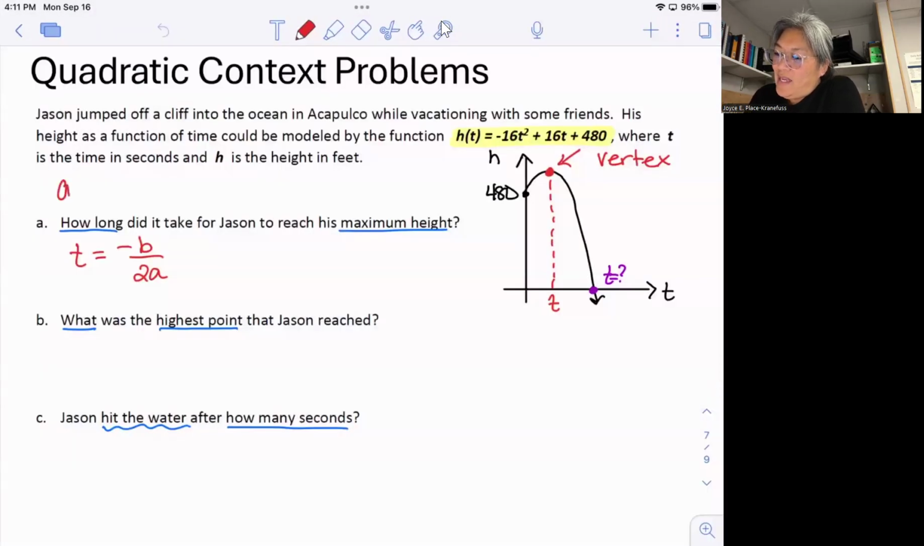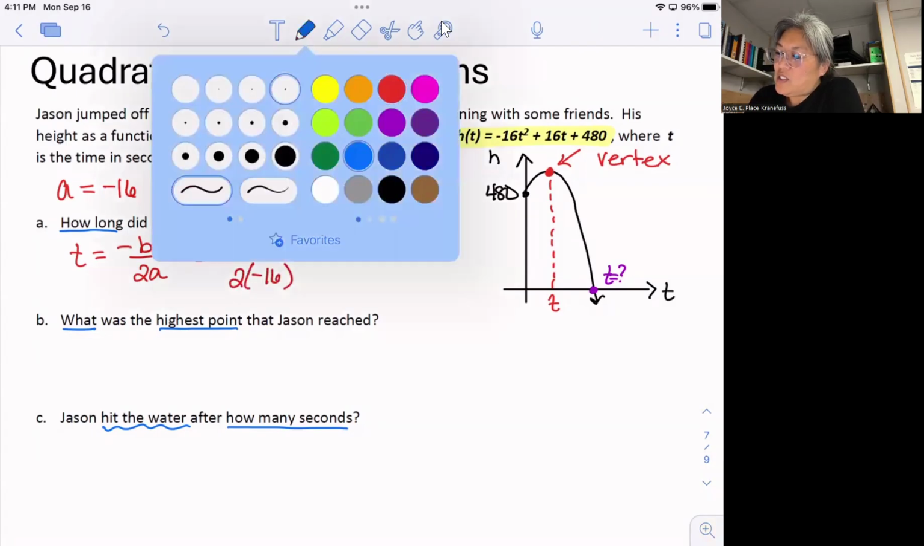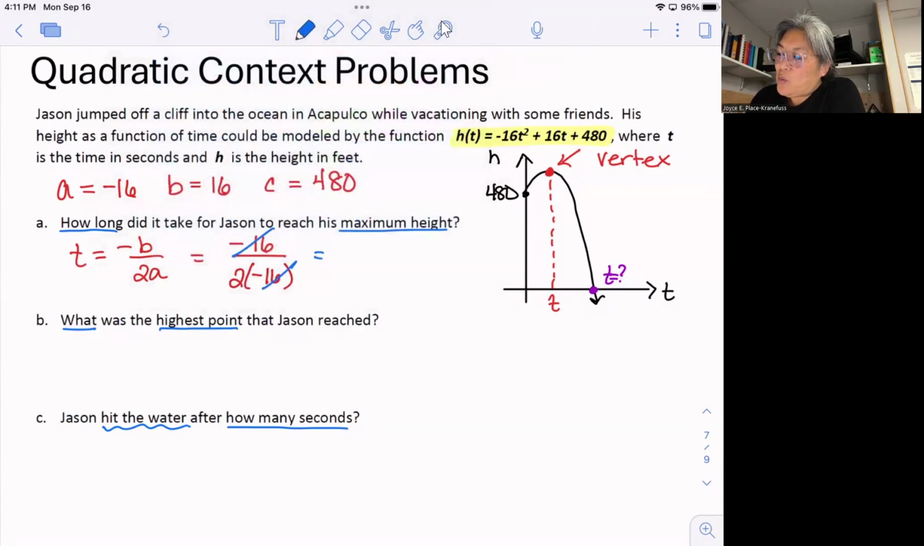So a is negative 16, b is positive 16, c is 480. So negative 16 over 2 times negative 16. Our negative 16s are going to divide out, and we're left with 1 over 2, which we could rewrite as a decimal of 0.5 seconds. So in 0.5 seconds, he will hit his maximum.